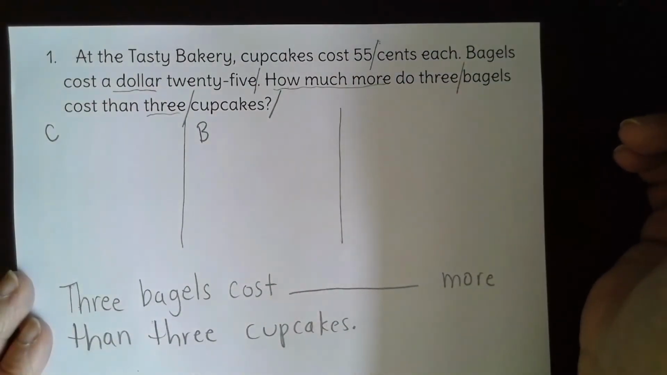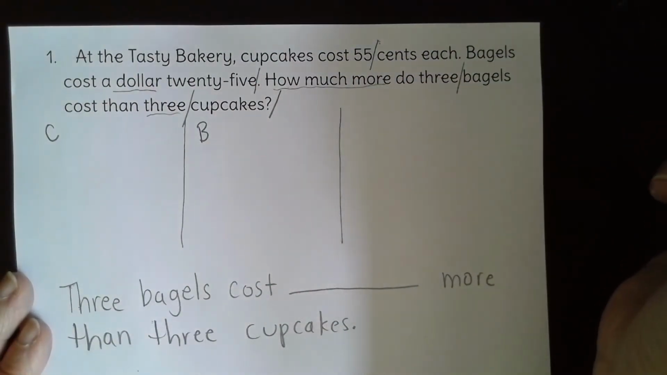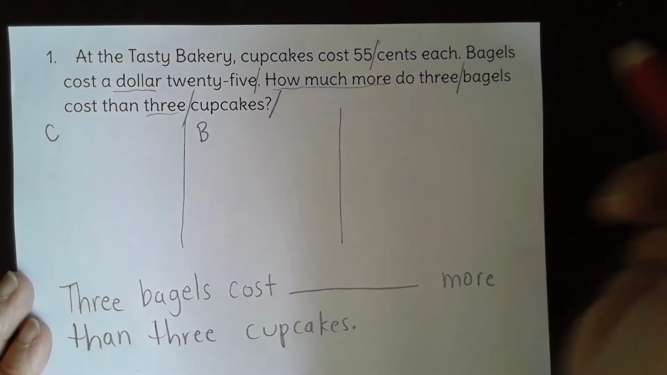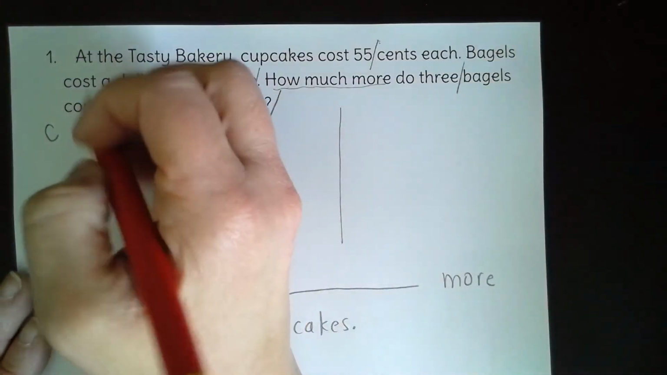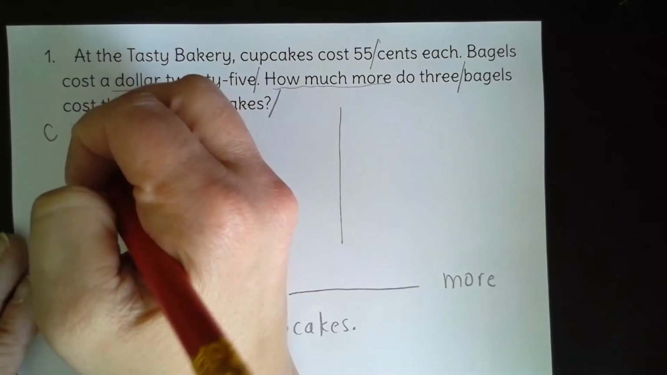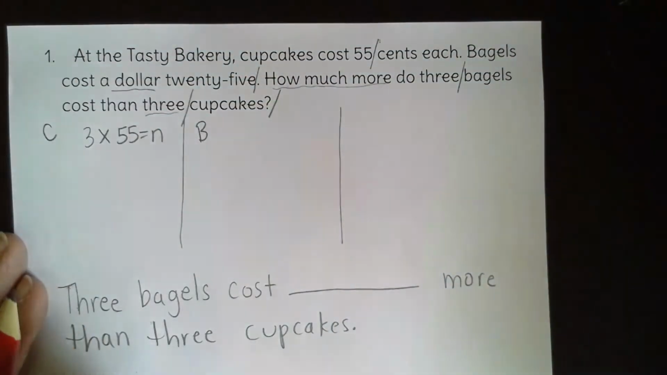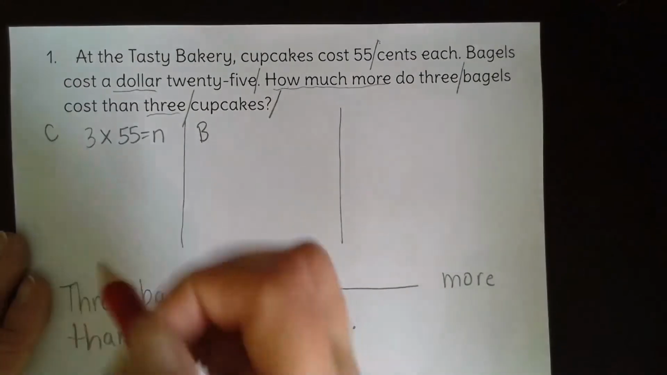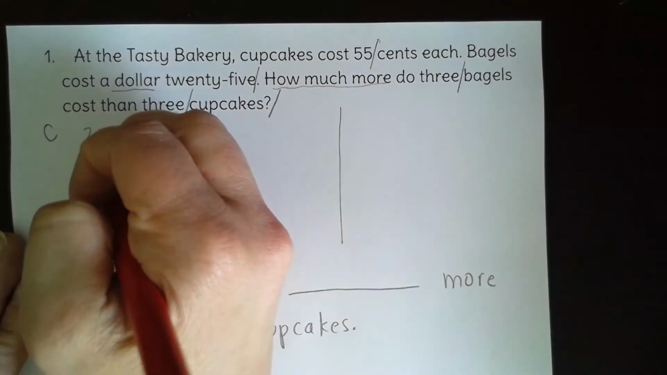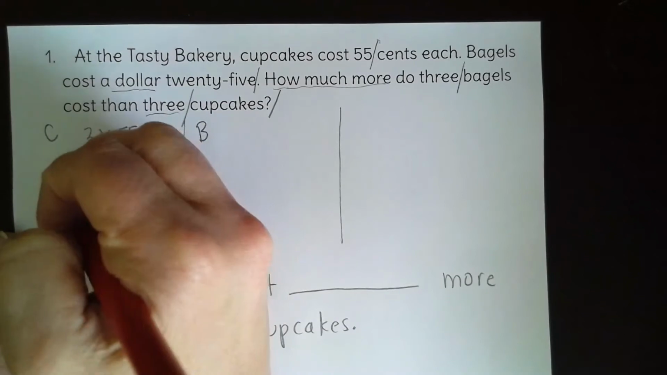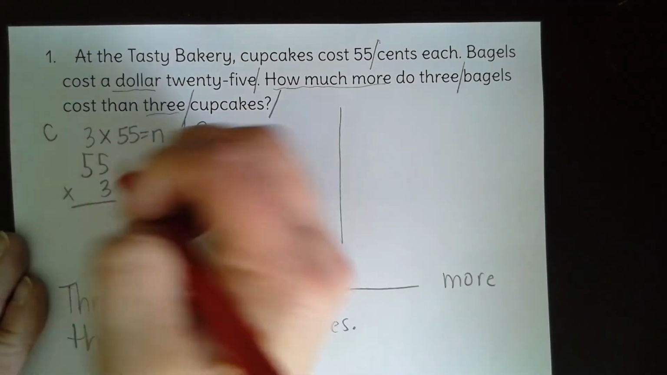Okay, so cupcakes are 55 cents each, and I know I'm buying 3 of them. So to figure that out, I would do 3 times 55 equals N. And remember, N just means a number I don't know. So I'm going to set that up and do 55 times 3.